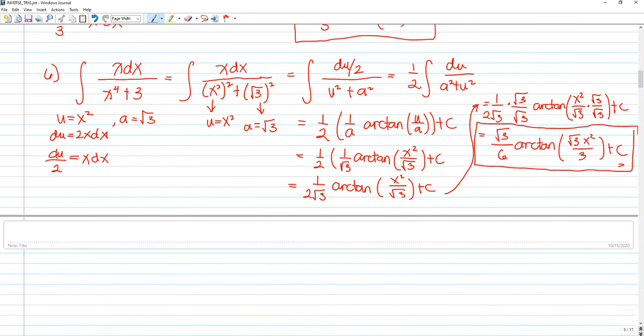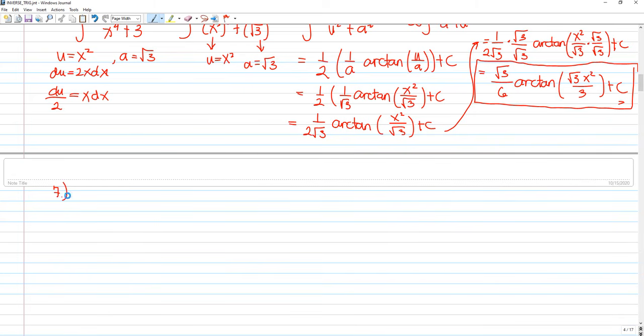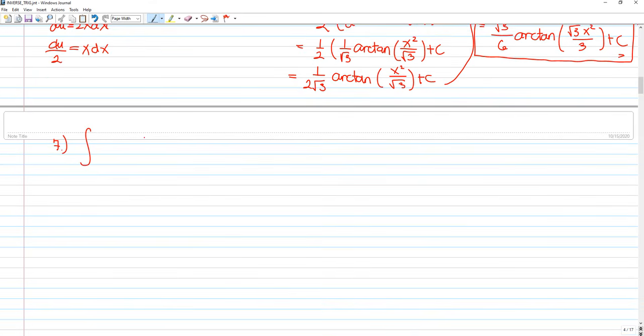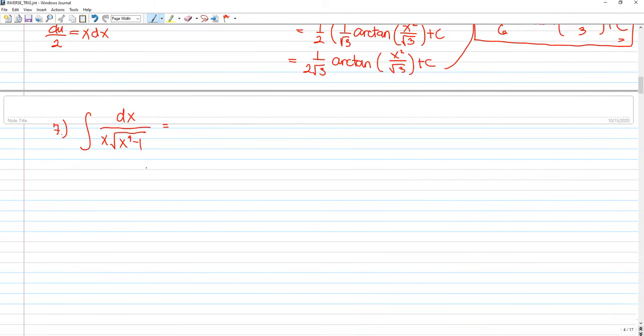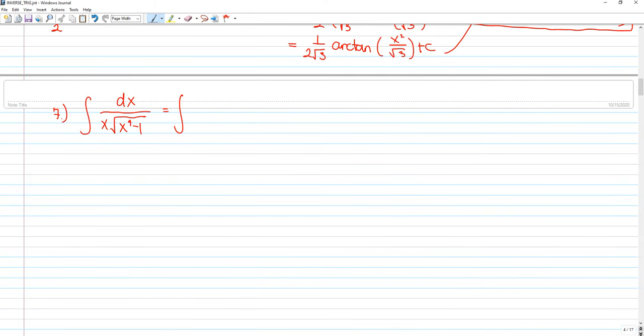Okay, for number 7. So we have for number 7, the integral of dx all over x square root of x raised to 4 minus 1. So how do we get the integral of that? Okay, so rewrite that as integral of dx all over x square root of x squared squared minus 1. Okay, so this would be our u, x squared, and this would be our a. Okay, so as usual, our a would be 1.